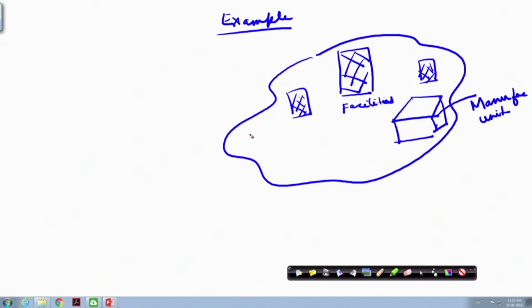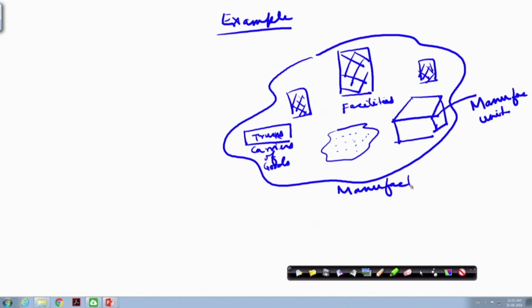You are also going to have different logistic facilities such as trucks, or the different other carriers of goods, and you could have maybe some ecological facilities such as a water pond, etc. So, this is at a very high level how a manufacturing facility, or a manufacturing plant, is going to look like.